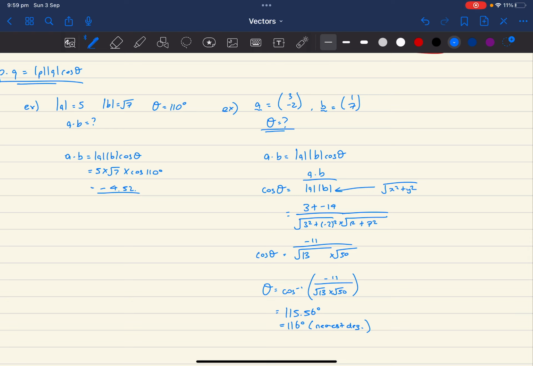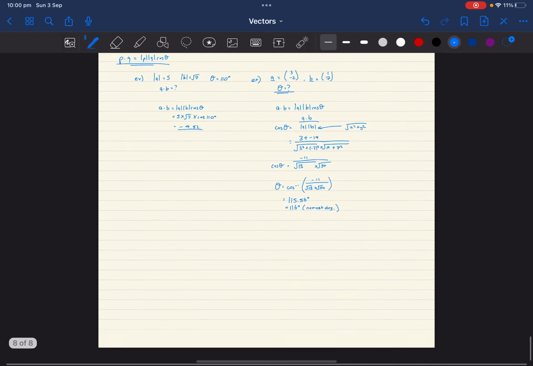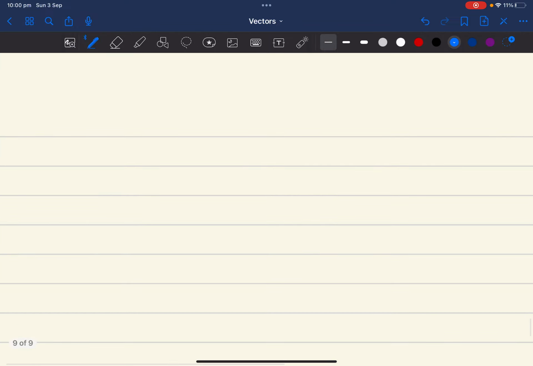To probably finish off this topic, we'll just go over projection, which is the last subtopic of this topic. So, the projection formula. Okay, so if you check on your formula sheet, you should have a formula that looks like this.